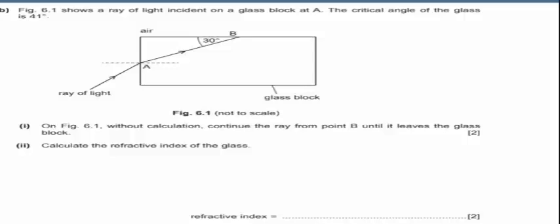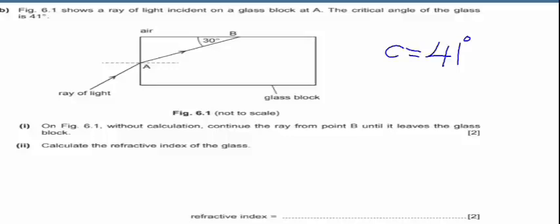So the next question, which is question B, reads, Figure 6.1 shows a ray of light incident on a glass block at A. The critical angle of the glass is 41 degrees. So we can say critical angle, C, is equal to 41 degrees. Now as for Roman numeral 1, it is saying, on figure 6.1, without calculation, continue the ray from point B until it leaves the glass block, 2 marks.